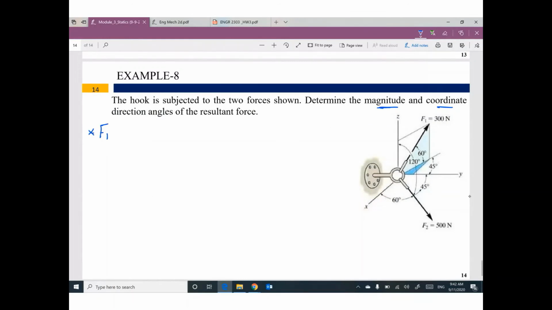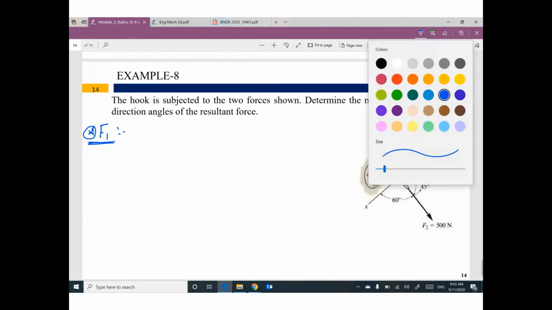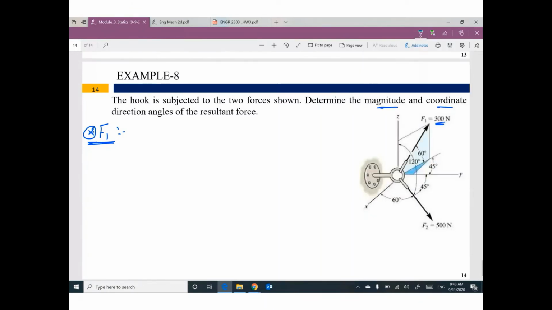What do you think about F1? Which case? Is it case alpha, beta, gamma? Or case we have projection line? What do you think? I think for F1 we have angle 60 between what? And we have angle 45 between what? This line is projection line.